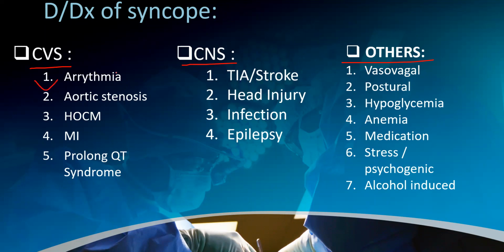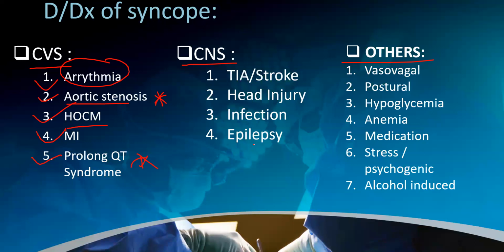In case of CVS causes, we have arrhythmia. Any kind of arrhythmia can result in syncope. Valvular heart disease, so aortic stenosis, very, very important for exam, comes in exam with syncope. HOCM, hypertrophic obstructive cardiomyopathy, is also important, not very important for exam, but you need to rule that out. Then myocardial infarction or ischemic heart disease. And another arrhythmia is prolonged QT syndrome, which is also an important case for your exam. So in case of CVS, you can just remember arrhythmia, valvular heart disease, and ischemic heart disease. These are the main three things covered in CVS. We are trying to rule out arrhythmia, including prolonged QT syndrome, ischemic heart disease, including MI, and then valvular heart disease, aortic stenosis, or HOCM.